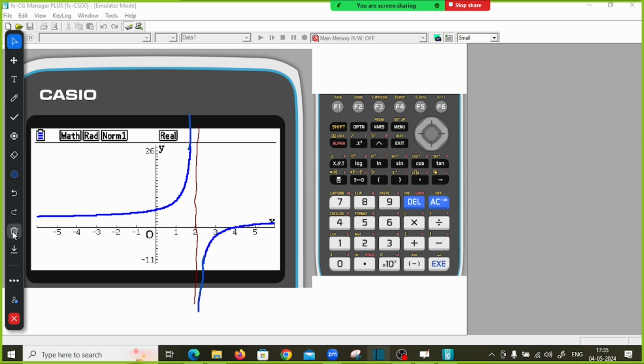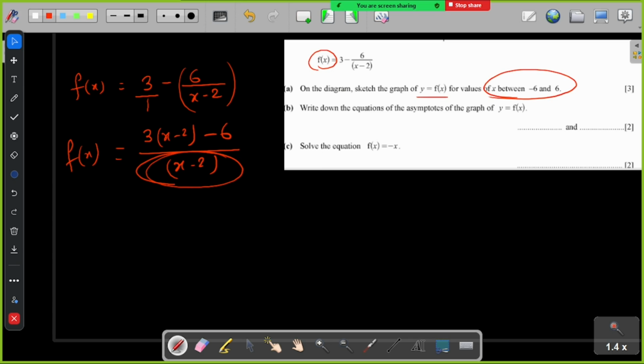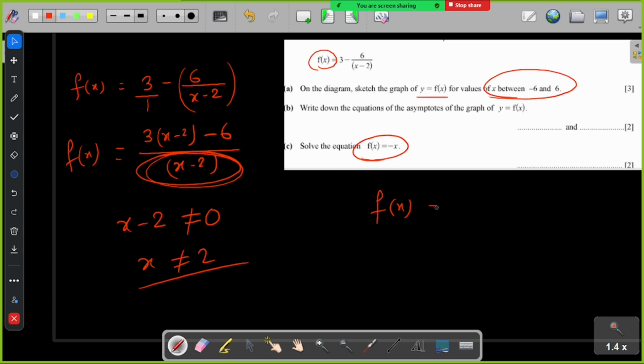We can find it directly also. How? Let's see. Without a calculator you can also find this. See, we have to find its asymptote. This function will have the denominator as x minus 2, and in the numerator you will have 3(x minus 2) minus 6, like this. So for f(x) to be defined, the denominator should never be 0. So you can think like this also: x minus 2 should never be 0. So x should not be equal to 2, right? In the next part we have to solve for f(x) equals minus x.